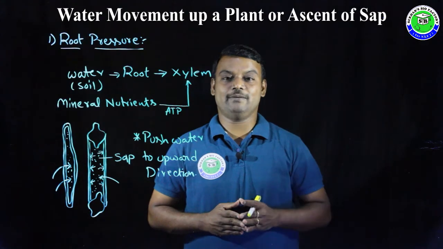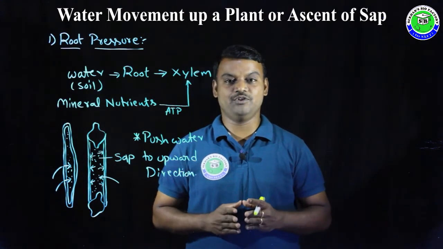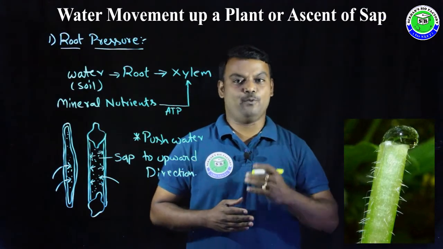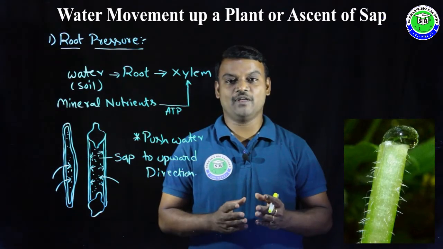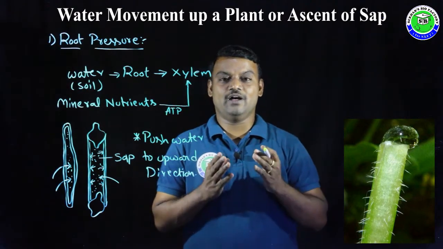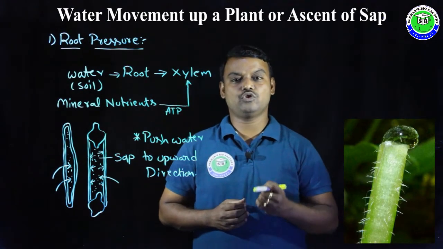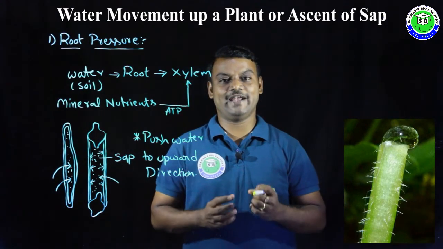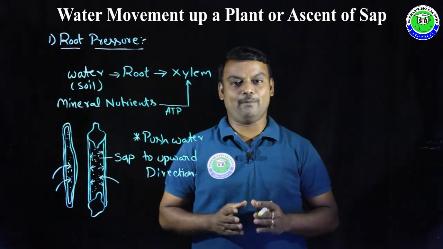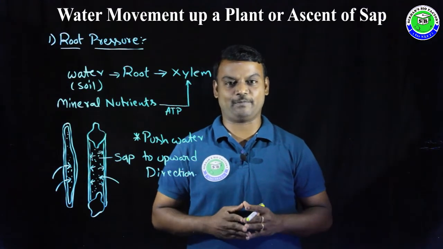And when we cut the stem at the base horizontally, after a few minutes, we can observe drops of solution ooze out from the cut portion. And these drops are nothing but the sap present in xylem. These drops of solution ooze out due to positive pressure created by the root. It is called root pressure. In this way, we can demonstrate the root pressure in plants with the help of this experiment.